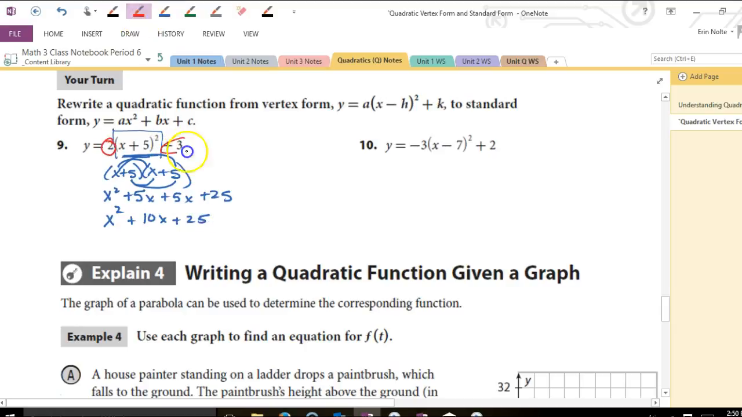Now you may have noticed that there was this other stuff, the times 2 and a plus 3. We can't forget about those. We still have times 2 and plus 3 outside here. Now what do I have to do with that 2? Distribute it. I must distribute the 2. So what is 2 times x squared? 2x squared.